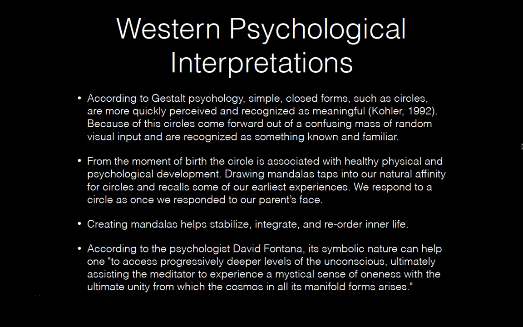So, bringing up Gestalt again, you know I love my Gestalt theory. Simple closed forms such as circles are quickly perceived and recognized as meaningful, so we like circles. Circles are whole, they're round, and because circles come forward as a confusing mass of random visual input, we kind of see something as known and familiar when we see something in a circle. People say that the circle is associated with health, physical and psychological development.